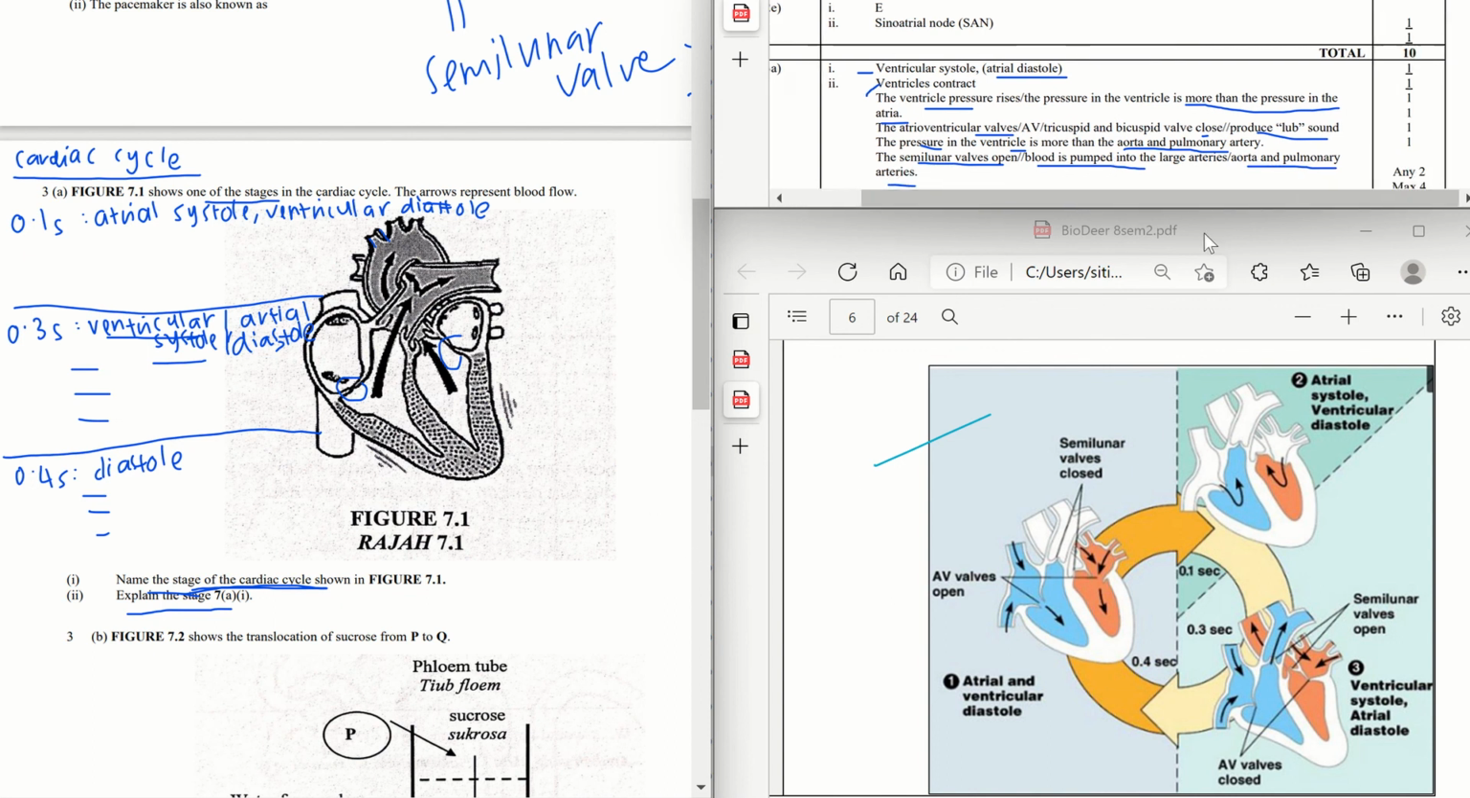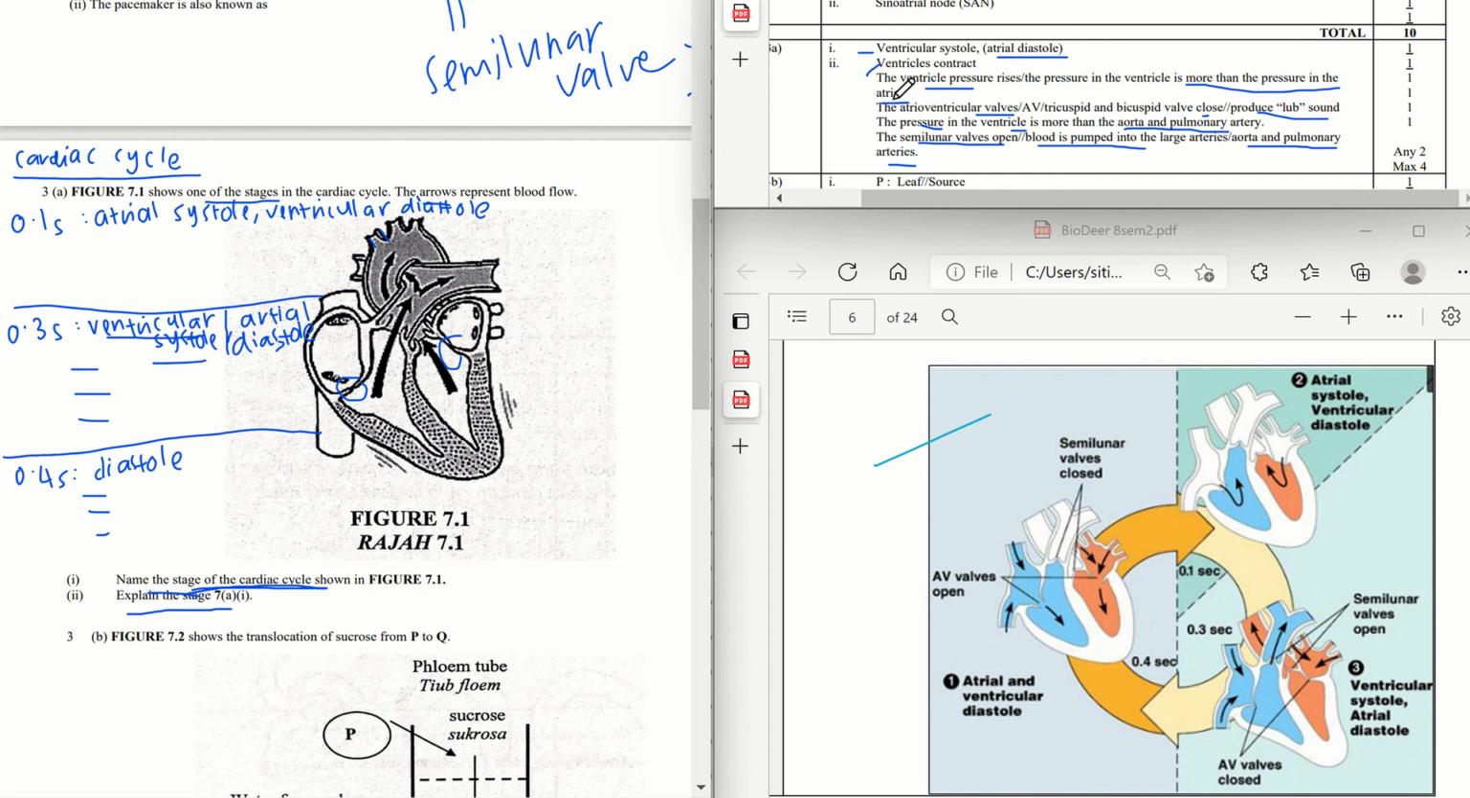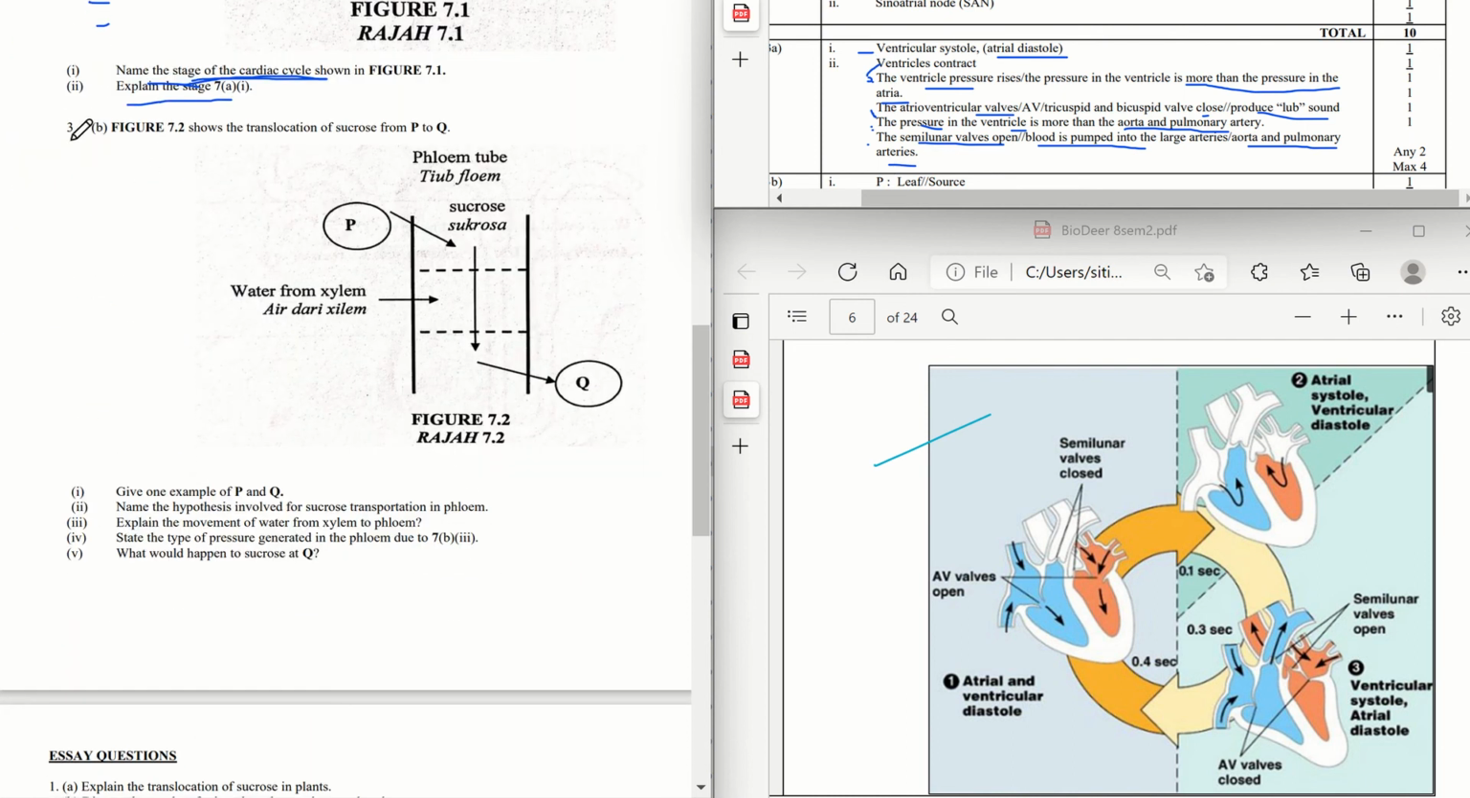Okay, so dapatlah. Kat sini dia bagi ada 4 jawapan. 1, 2, 3, 4. Okay, ventricle contract ni, ini markah pertama. Okay, lagi 2 markah tu boleh ada, you letak salah satu daripada 4 statement ni. Okay, so you hafal je lah 4 terus. Kod-kod kat sini 5 markah ke nanti PSPM kan. Okay, so settle lah. Okay. Last soalan. Figure 7.2 shows the translocation of sucrose from P to Q.